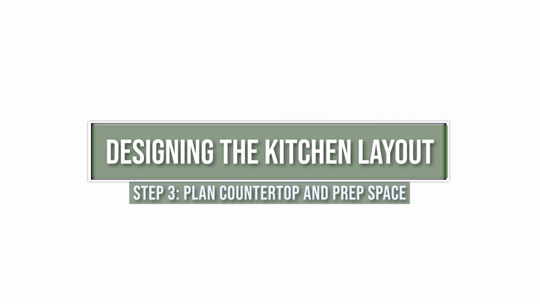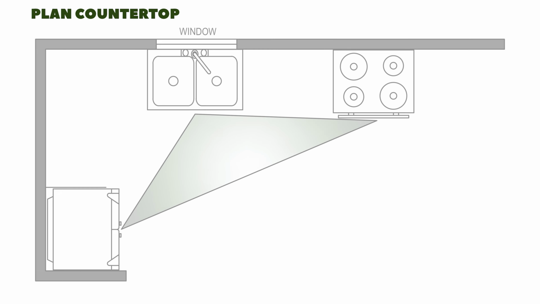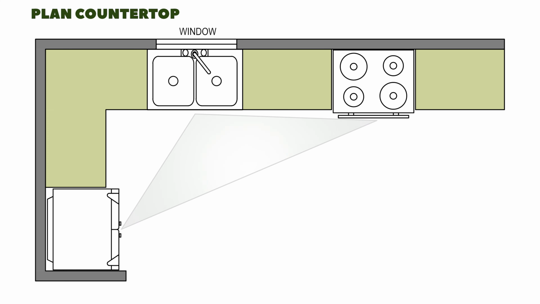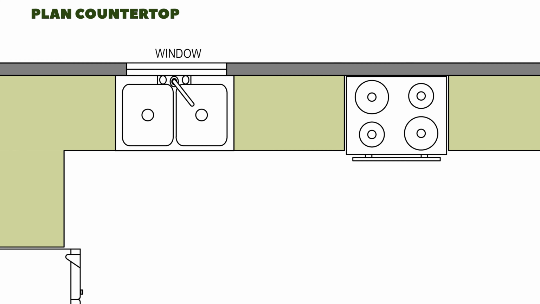Step 3. Plan countertop and prep space. After establishing the work triangle, the next step is to focus on prep areas and determine the best placement for your work surfaces. Ideally, there should be counter space adjacent to each key appliance. For instance, positioning countertops on both sides of the stove ensures easy access to ingredients, utensils, and cooking tools while preparing meals.